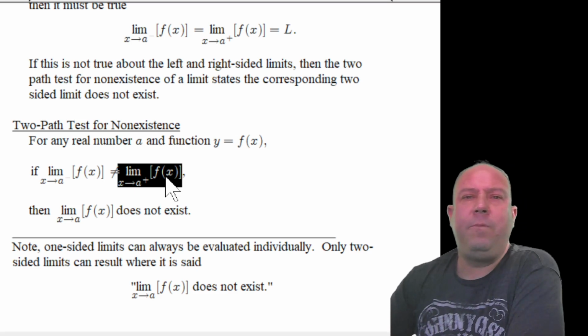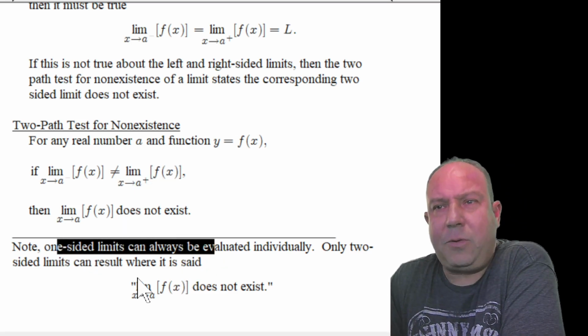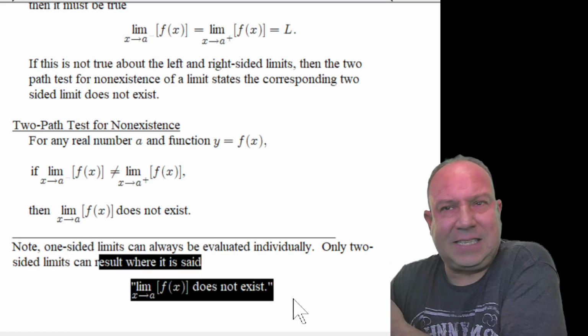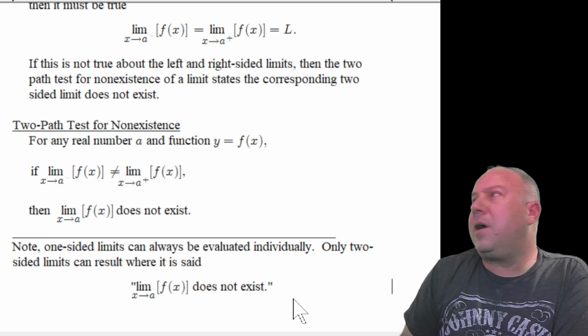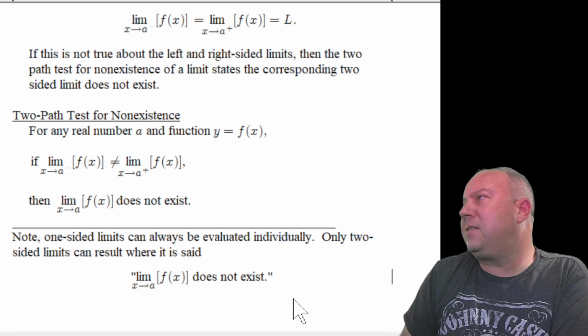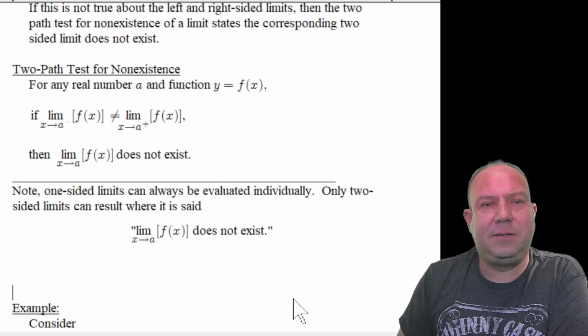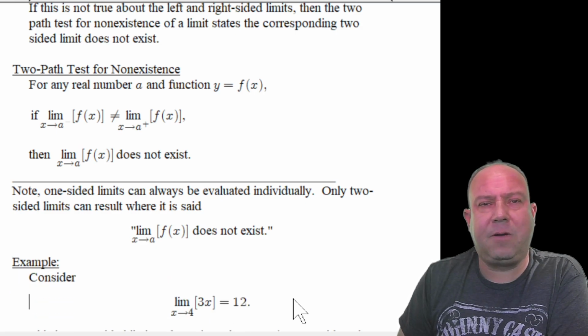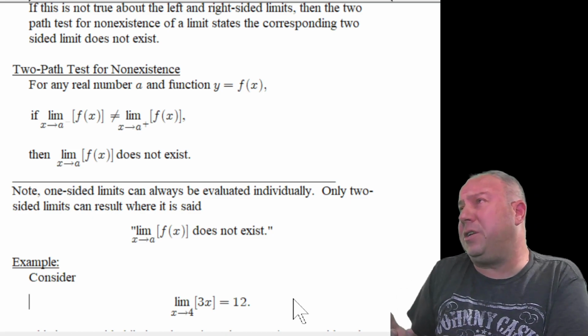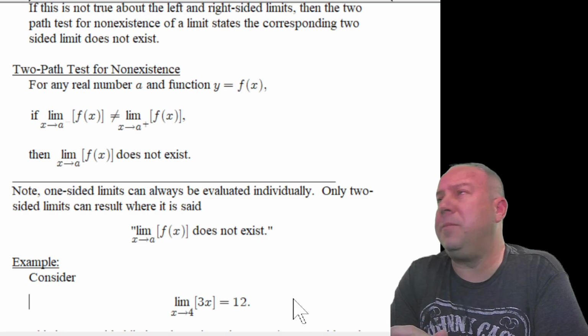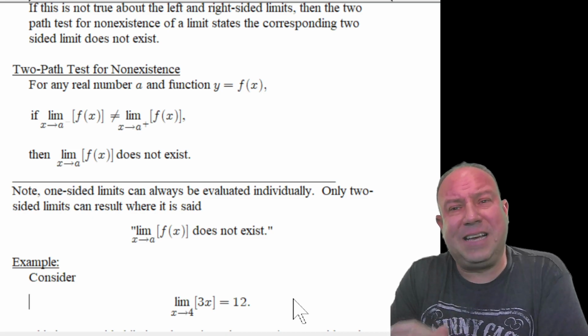Note, one-sided limits can be evaluated individually. The two-sided limits are the cases where we can say does not exist. And we are going to learn that that is sometimes a common result when working with two-sided limits. That is an option as a conclusion that we can draw from a two-sided limit: that it does not exist.